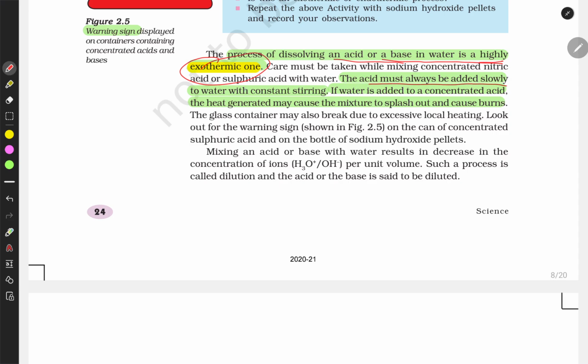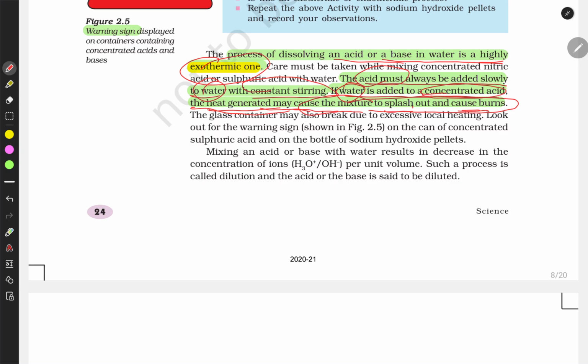An acid must always be added slowly to the water with constant stirring. So care must be taken while we are adding acids to water. We should add it slowly, because if water is added to a concentrated acid, the heat generated may cause the mixture to splash out and cause burns. So we should never add water to a concentrated acid.